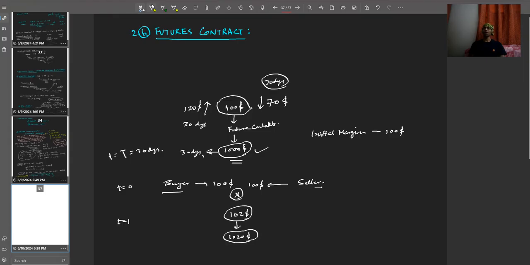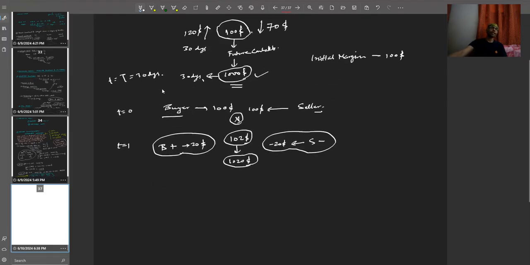So the buyer is on the long side here, so he is in profit. And how much has he profited? $20 at the end of the first day, right? Similarly, on the other hand, the seller is on the losing side and has lost exactly $20. So this is how it is going at the end of the first day.